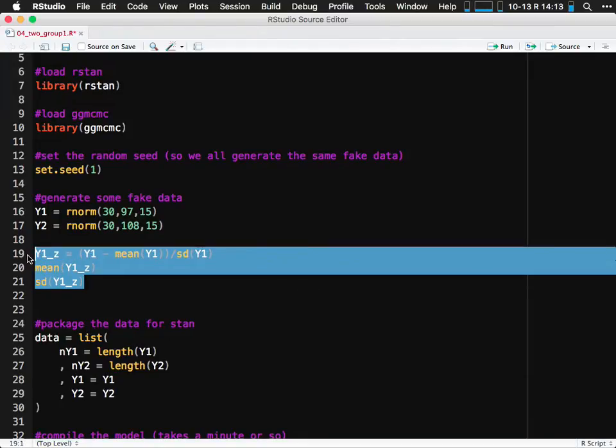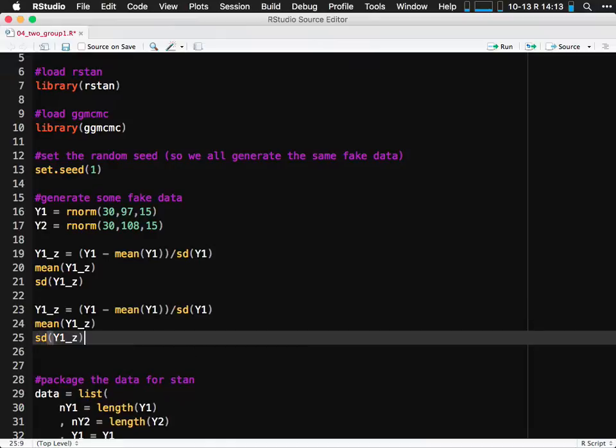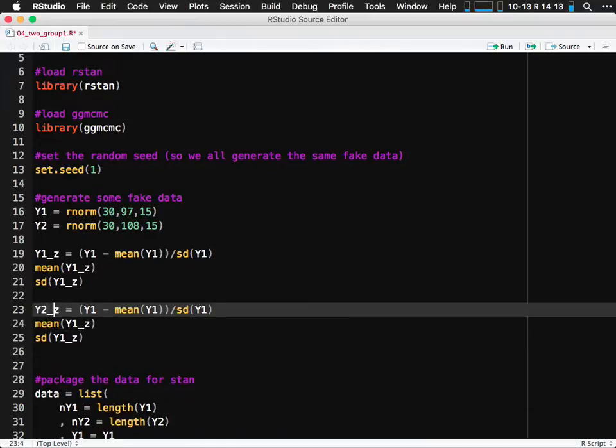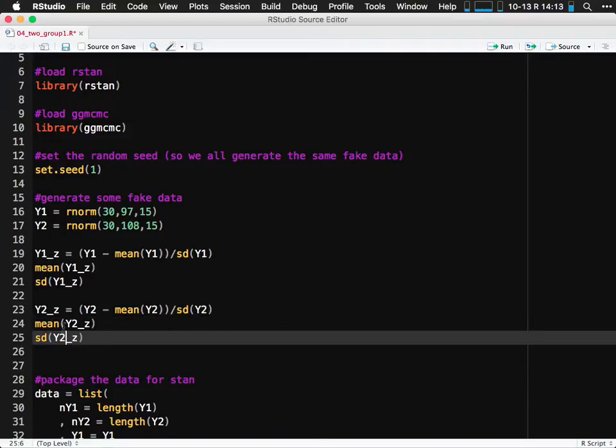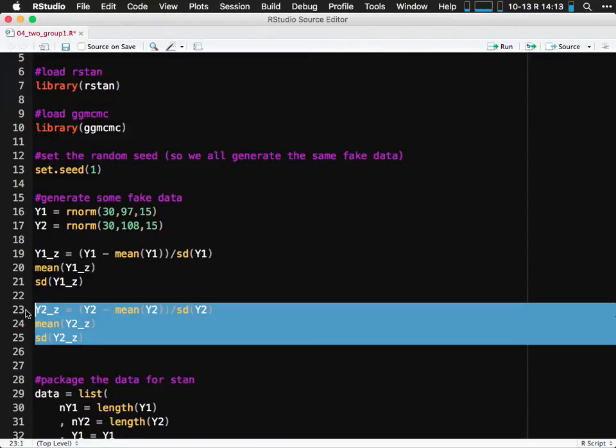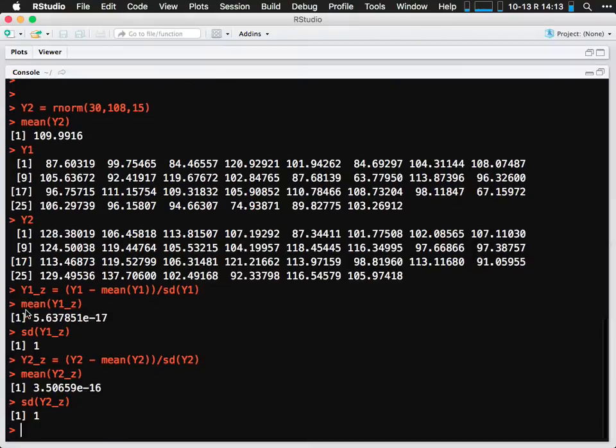So having scaled y1, we can do the same thing for y2, and print out the mean and the standard deviation. So now y2 has a mean of 0 and a standard deviation of 1. You mean a mean of 0. Oh, right. Yep, gotcha.